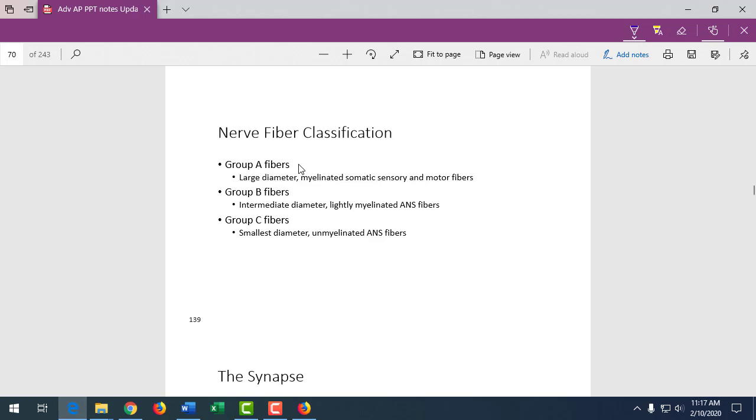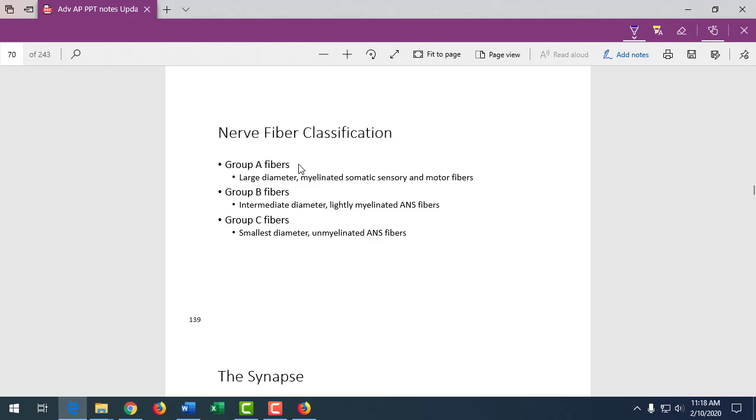So group A fibers: large diameter, myelinated. We see these on somatic sensory and motor fibers. So anything that's involved with our reflexes and moving muscles quickly in response to the environment is going to be group A fibers. Group B are intermediate, so they're lightly myelinated.